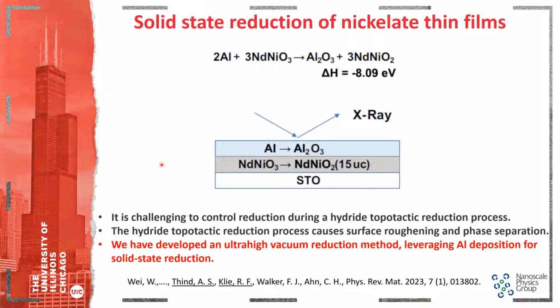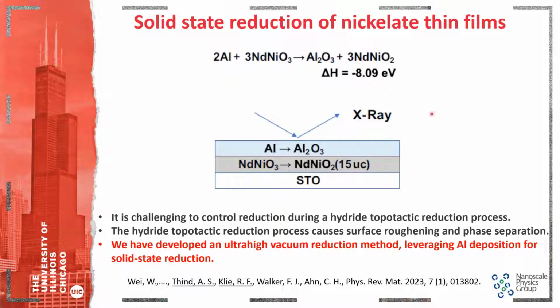So Professor Charles Ahn's lab at Yale University developed a new method where we use a strontium titanate substrate, grow the neodymium nickel oxide perovskite phase, and coat it with aluminum under high vacuum. The idea here is that aluminum's high affinity with oxygen forces the perovskite phase to reduce into the square planar nickelate phase.